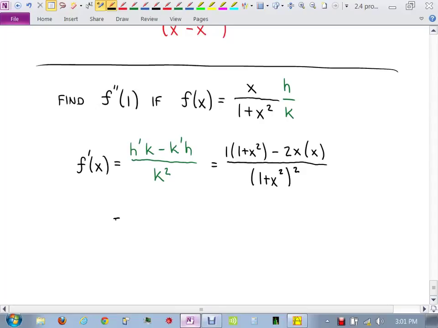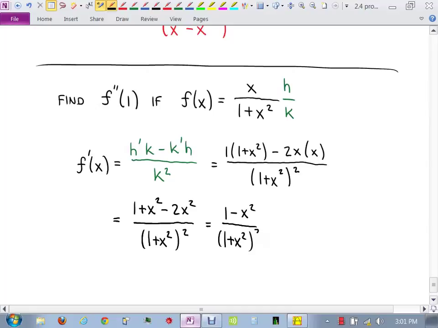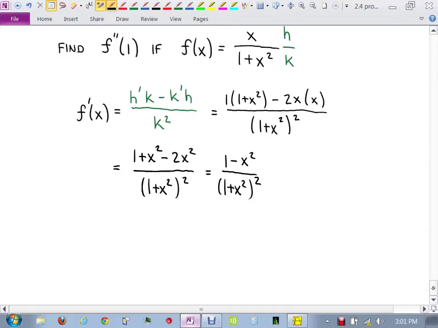So what we'll do is we'll just clean this up. This is 1 plus x squared minus 2x squared all over 1 plus x squared squared, which is 1 minus x squared over 1 plus x squared squared. Do y'all agree with that? Anyone have a question on where I got any of that? Okay, that's my first derivative, right? Now I have to take the second derivative.